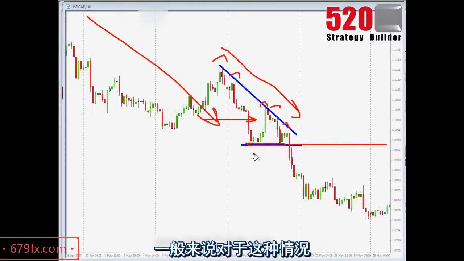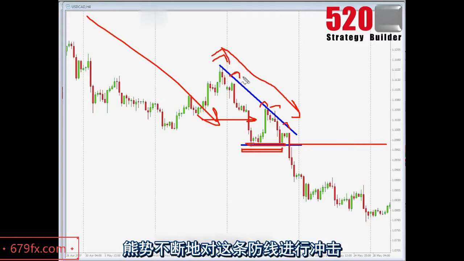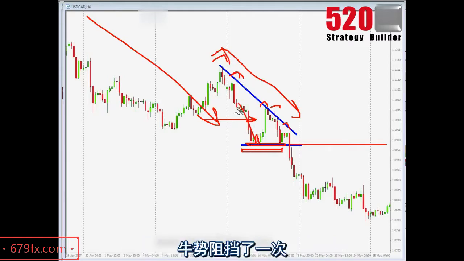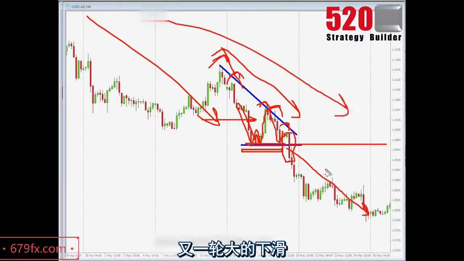Basically, what happens in this type of case is that this is the bulls' last line of defense, and the bears keep unleashing attacks on this level, and the bulls reject them once, reject them twice. The bears try to unleash another attack, and the bulls defend that level once again. But eventually the pressure keeps closing in and closing in, and the bulls cannot keep up anymore. They cannot defend that line anymore, and they give way, and a whole new swing to the downside in the direction of the main trend is created.